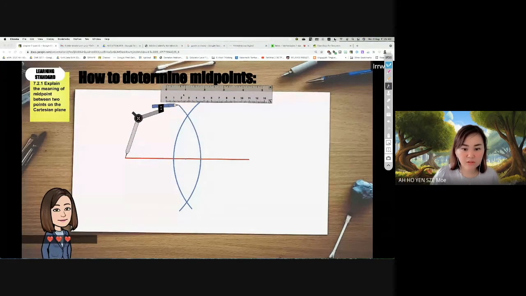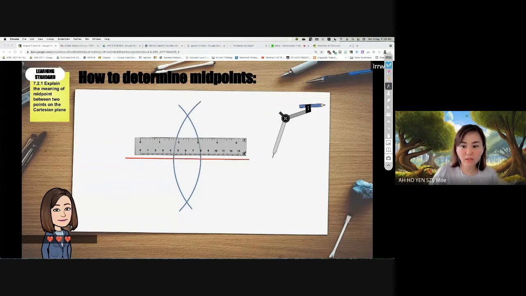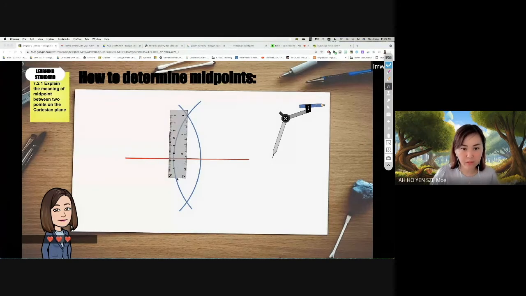So this is the ending point and the starting point. Okay, but same length. After that, we have to already have the intersections. So use our ruler to join up the two intersection points. So that will be your midpoint. So this is how we determine the midpoint on a line segment.